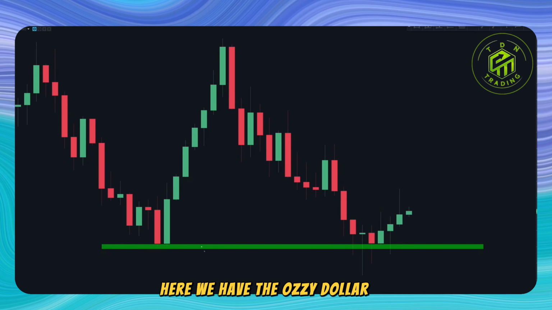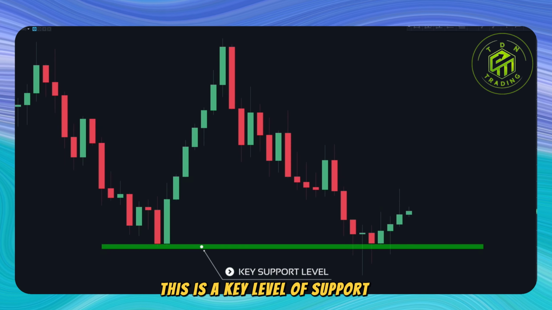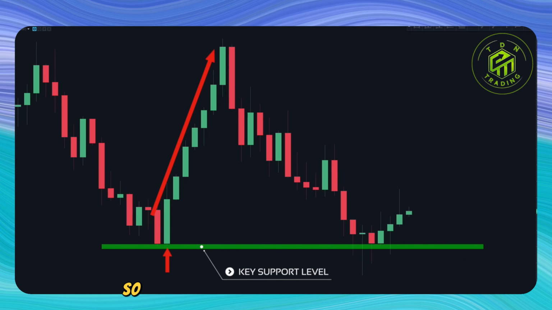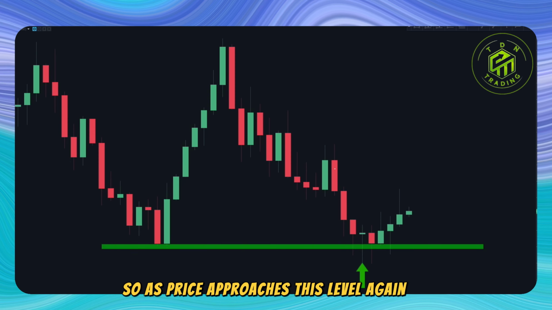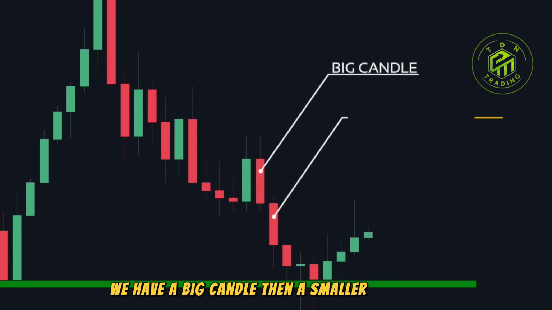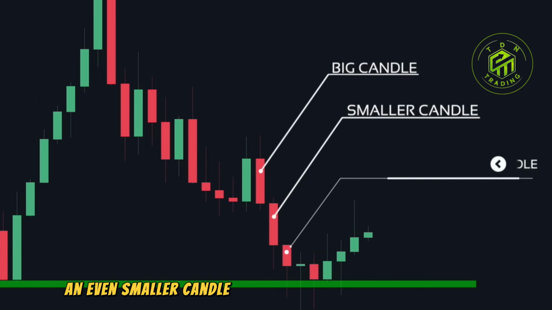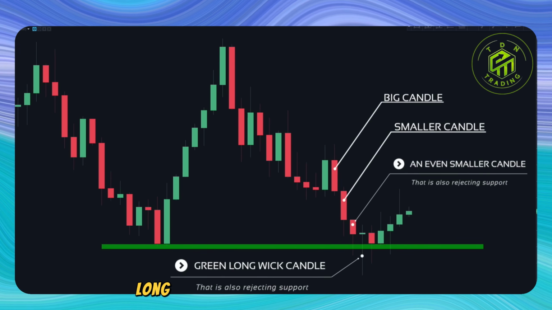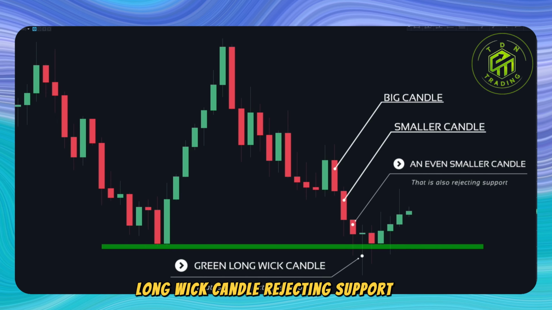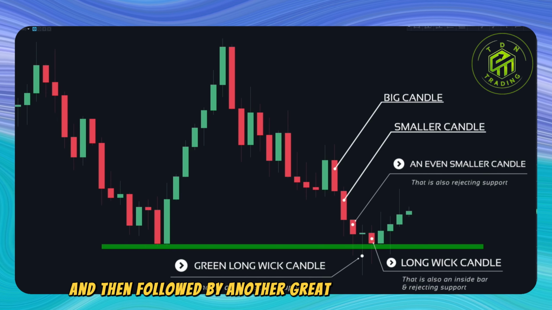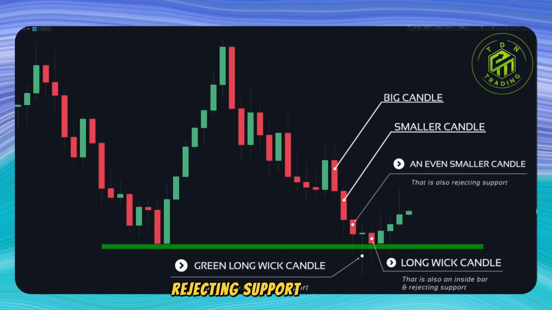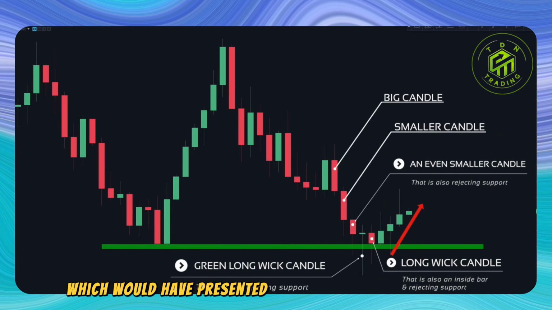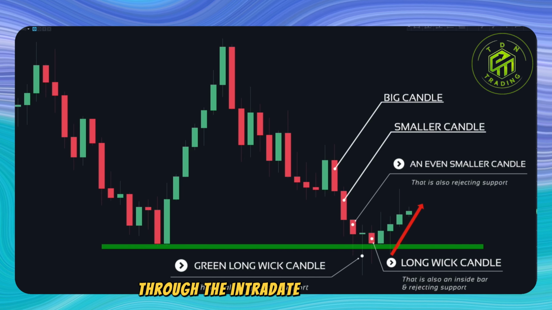Here we have the Aussie dollar. This is a key level of support. As you can see from when price got here last, it hit and reversed upwards. So as price approaches this level again, we have a big candle, then a smaller candle, an even smaller candle, which is also rejecting support, and then we have this beautiful green long wick candle rejecting support, and then followed by another great inside bar candle rejecting support as well. And as you can see, price bounced upwards, which would have presented a great trade opportunity through the intraday timeframes.